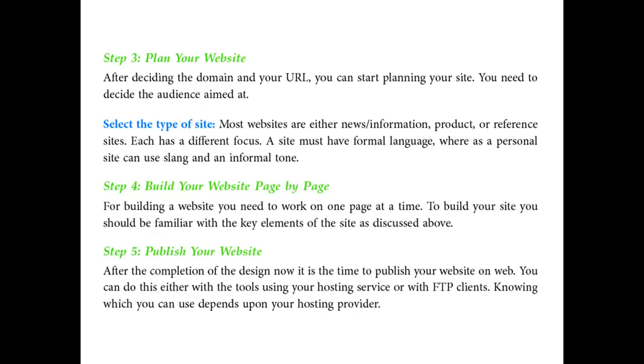Step 3, plan your website. After deciding the domain and URL, you can start planning your site. You need to decide the audience aimed at. Select the topic of the site. Most websites are either news, information, product, or reference sites. Each has a different focus.